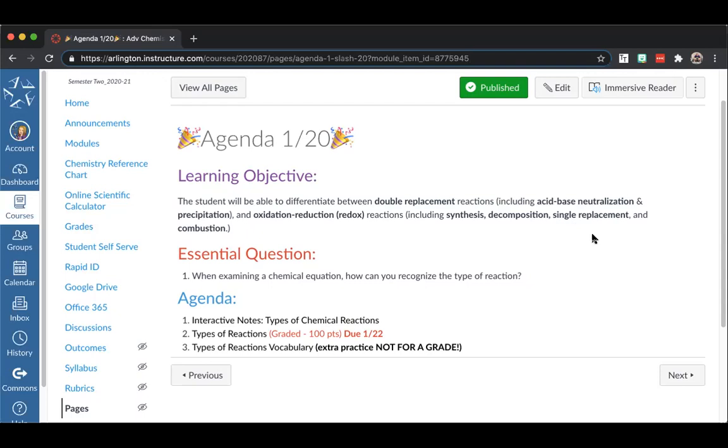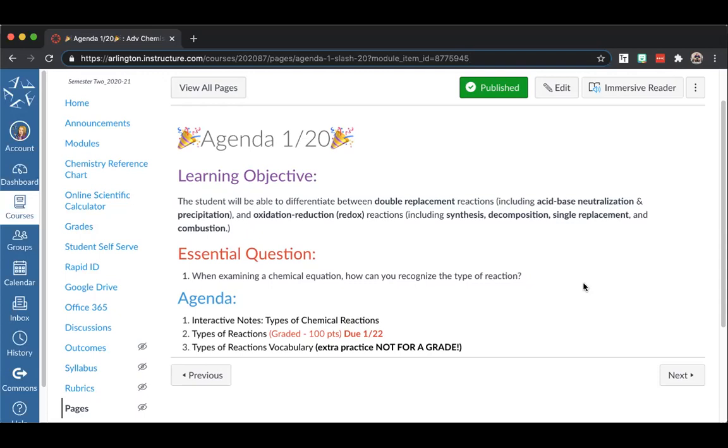And then next week on Tuesday, you will be taking your test for this unit, for Unit 5. So just to recap, we're doing these types today. Friday, we're going to be focusing on predicting single replacement reactions. And then next week on Tuesday, you'll have your review and your test on Canvas to work on.